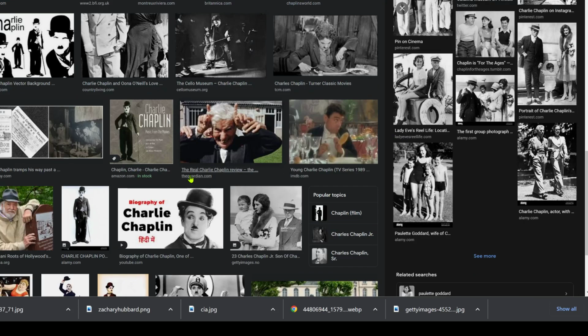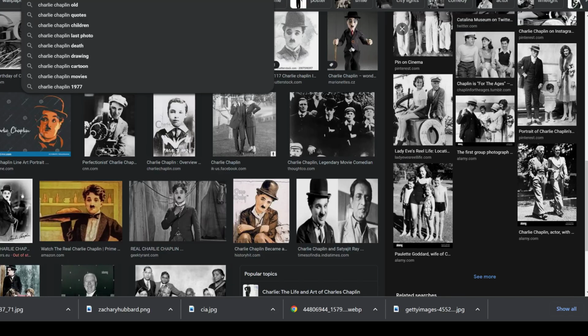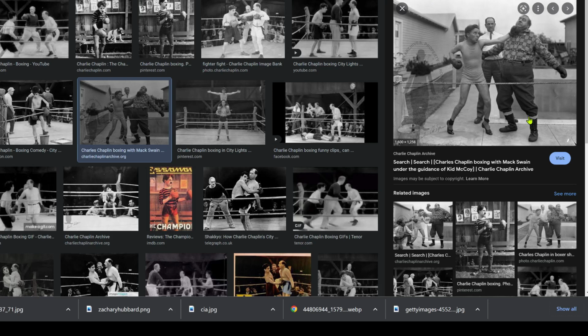Boxing, I'm looking for the boxing one. Where's the boxing pic? It's not going to show me. Right, boxing's up. Charlie Chaplin boxing. That's the one I'm looking for. Just look at them shoes. Look at the size of them feet. Widest below the crotch.